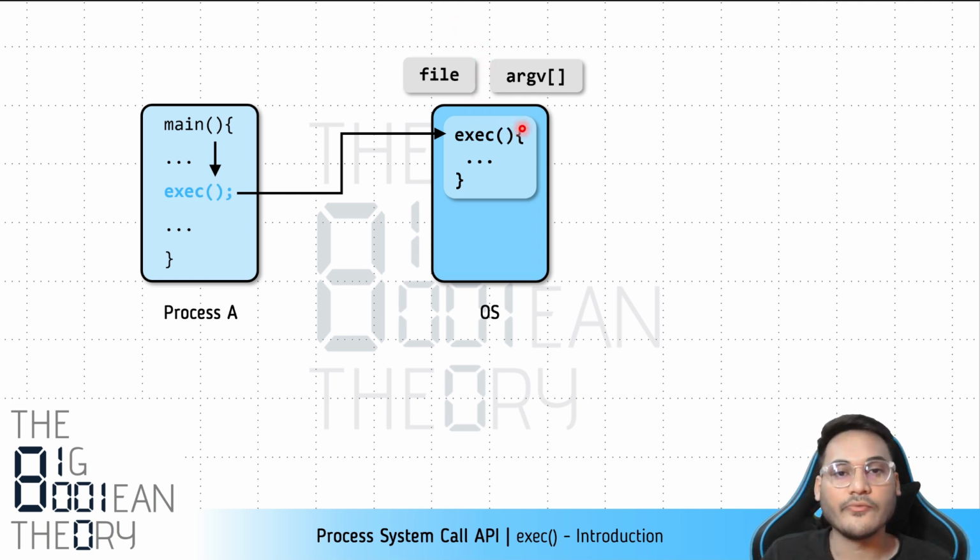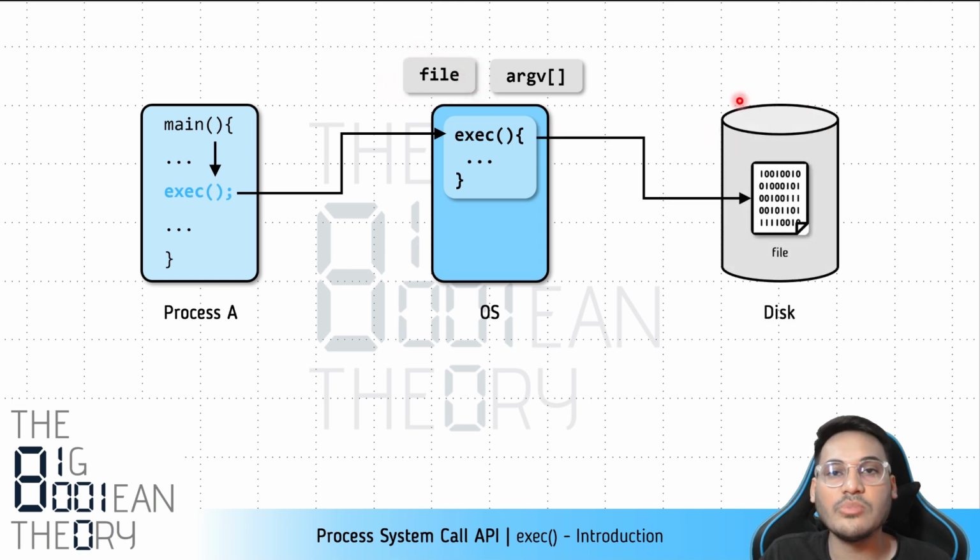After this is done, what this exec system call routine will do is take the name of the file and search on the disk, basically the persistent memory.